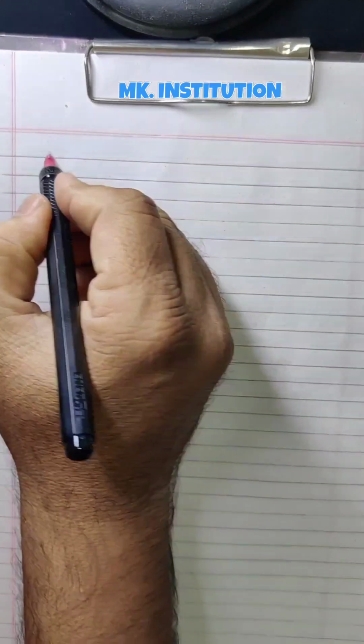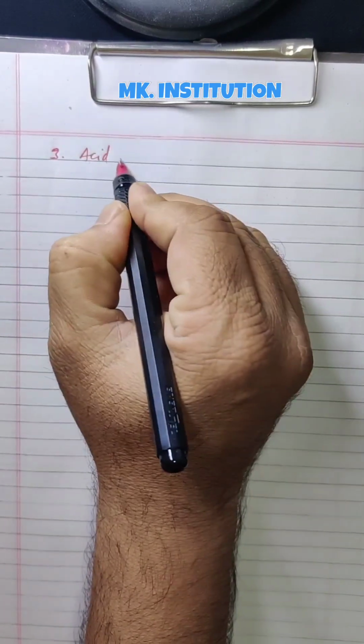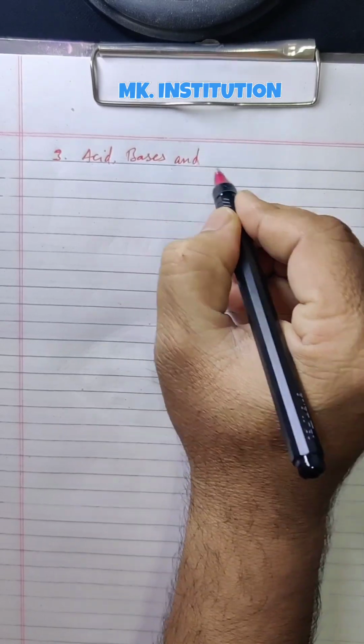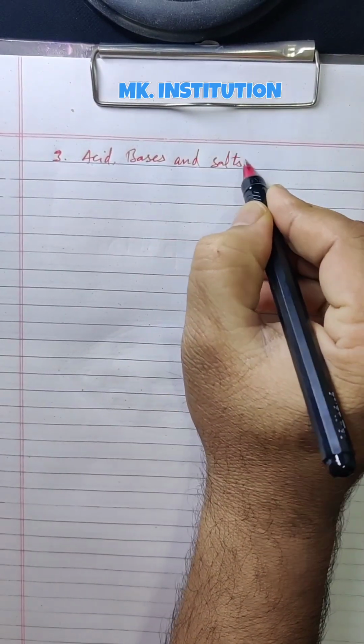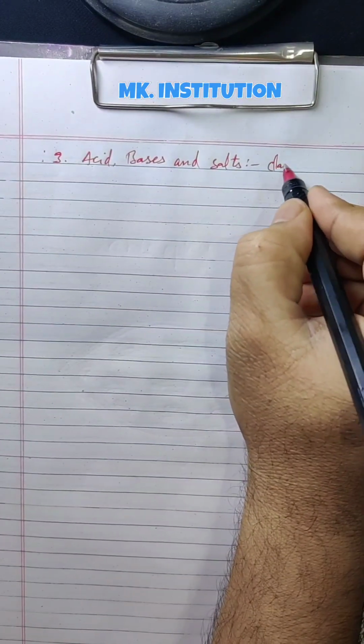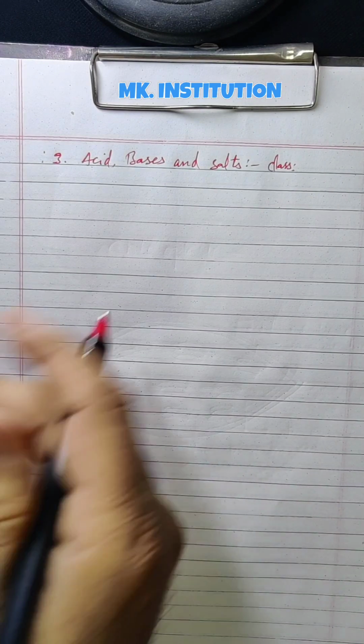Today in chemistry we'll start the chapter Acids, Bases and Salts, Chapter 3, Class 10th. We'll go from the basics now: what is salt, what are bases and acids.